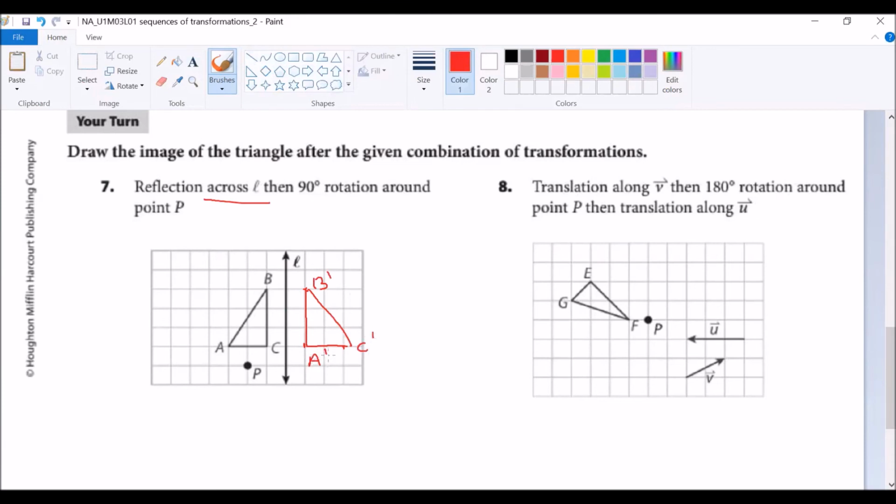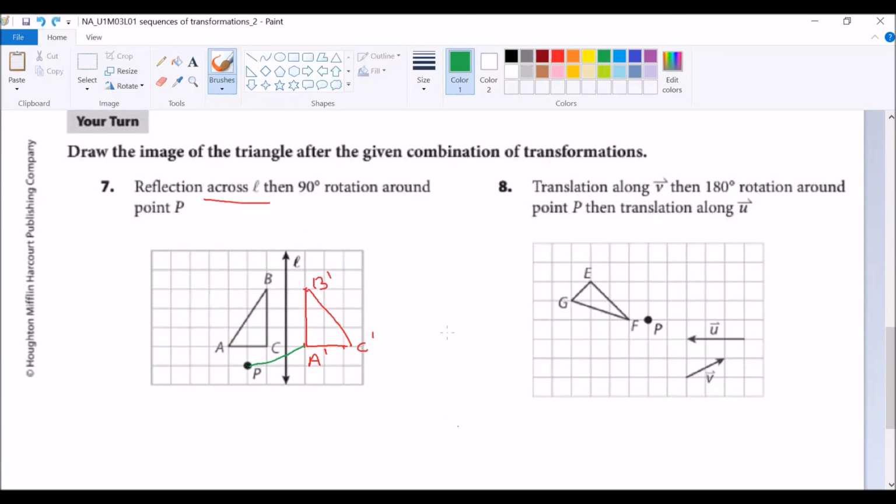Then a 90-degree rotation around point P. I'm going to use green. Just look at how it happens. If I go from A to point P, and if I was to go 90 degrees, I'd probably end up in this direction somewhere. So all you really have to do is kind of think of a perpendicular slope, and that'll head you in the right direction.